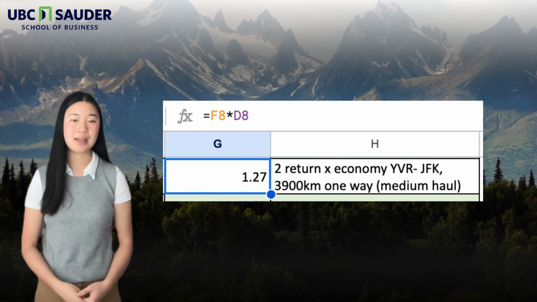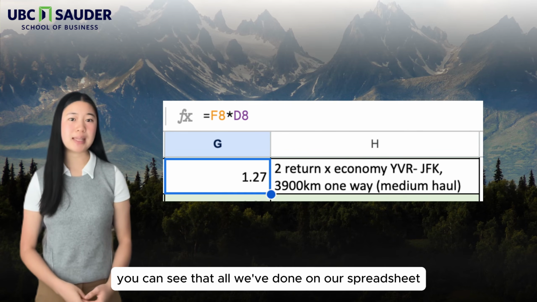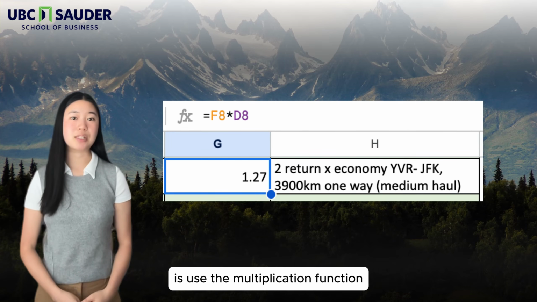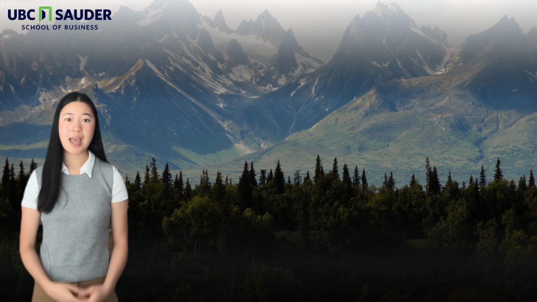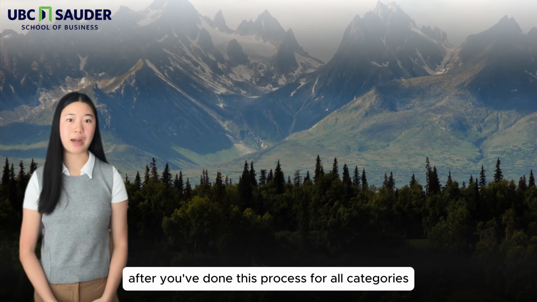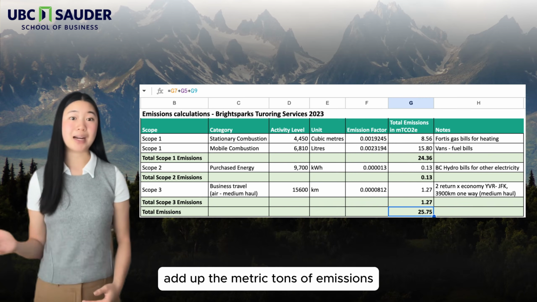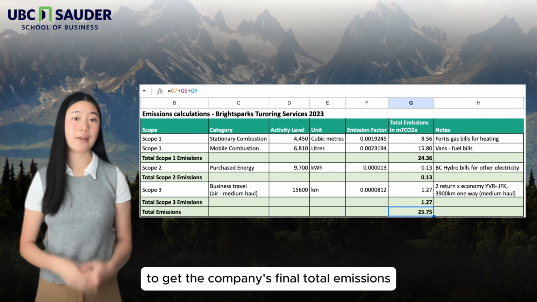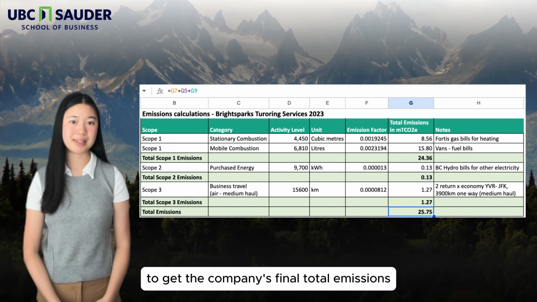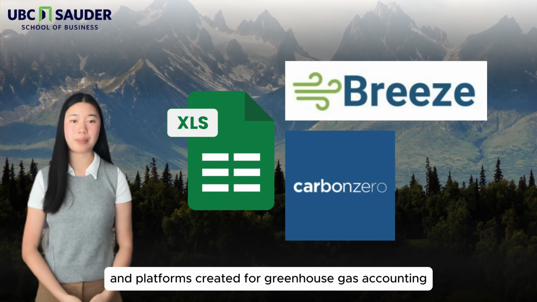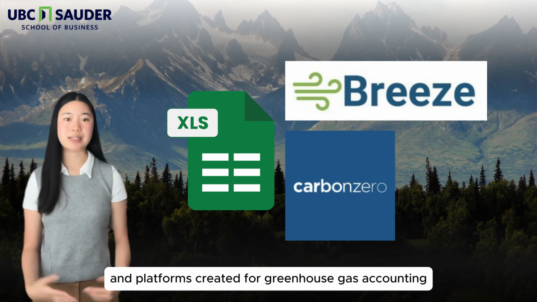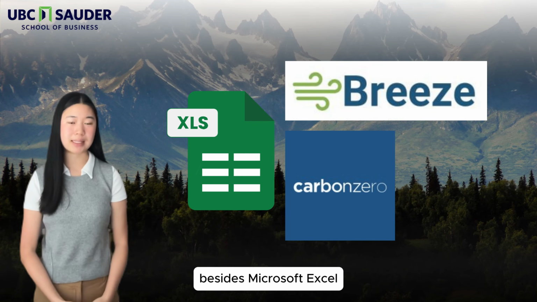For this calculation, you can see that all we've done on our spreadsheet is use the multiplication function on the 2 relevant cells. After you've done this process for all categories, all you have to do is add up the metric tons of emissions to get the company's final total emissions. I mentioned earlier that there is a variety of different software and platforms created for greenhouse gas accounting besides Microsoft Excel.